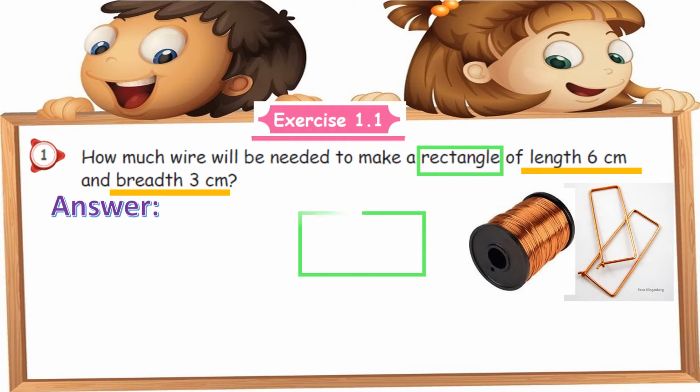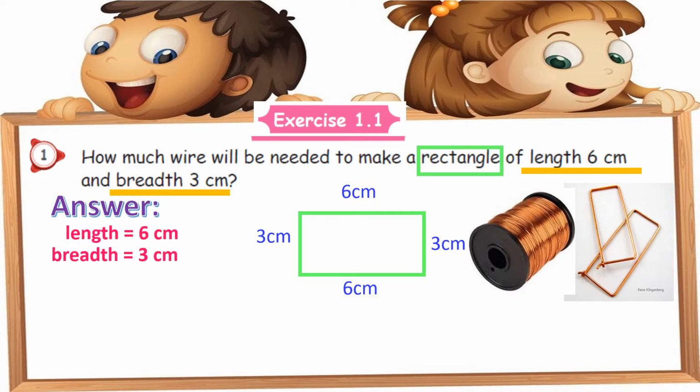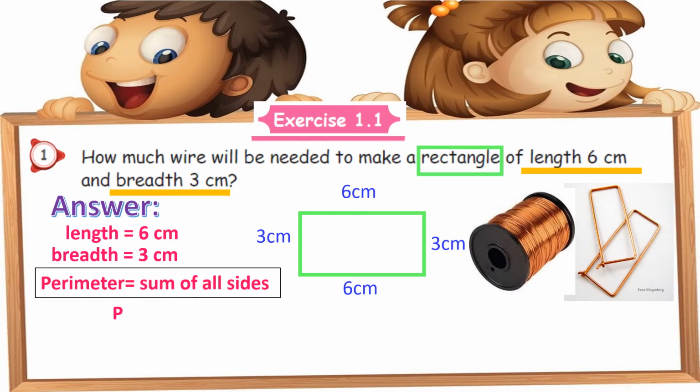Let us start our answer. Draw one rough diagram, so don't bother about the measurement. Just draw a rectangle shape and mark it as 6 centimeter up and down. It's the length, isn't it? Then for breadth, we mention 3 centimeter left and right. Then as usual, perimeter equal to sum of all sides. So P equal to 6 plus 3 plus 6 plus 3. If we add all those sides, we get 18 centimeter.